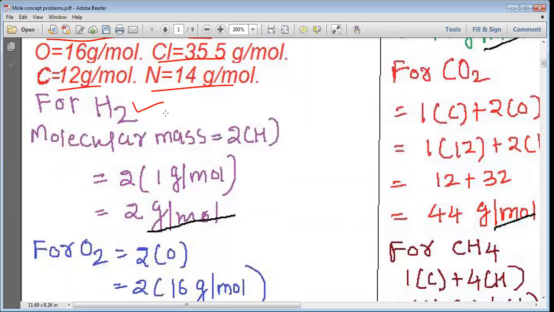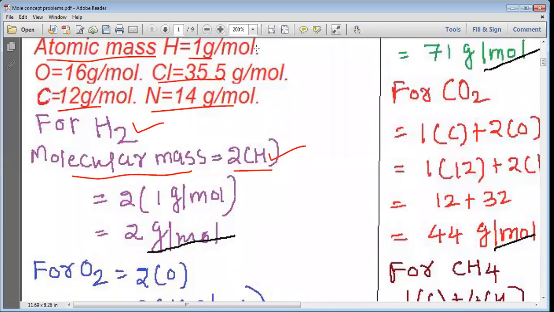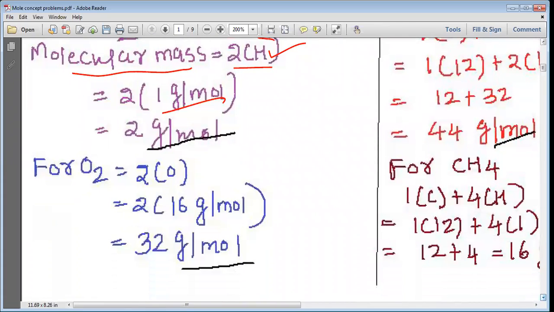So when we want to calculate the molecular mass for H2, molecular mass of H2 is equal to 2 into atomic mass of hydrogen. Atomic mass of hydrogen is 1 gram per mole, my dear students. So for this value, we just put 1 gram per mole, and that is why the molecular mass of H2 is 2 gram per mole.